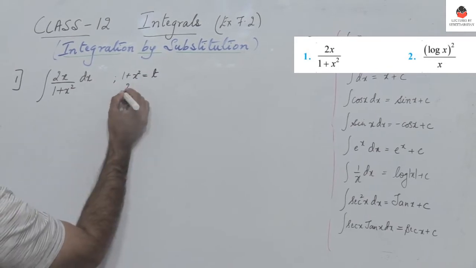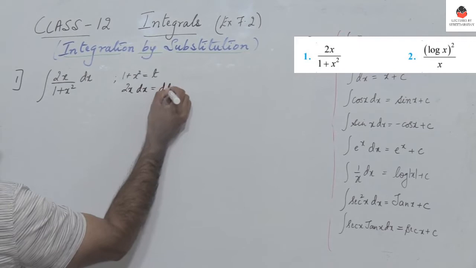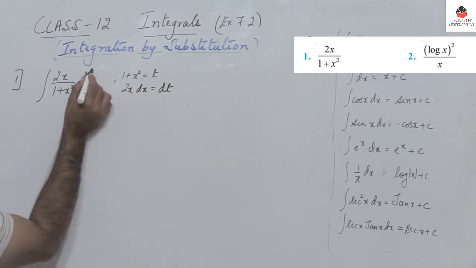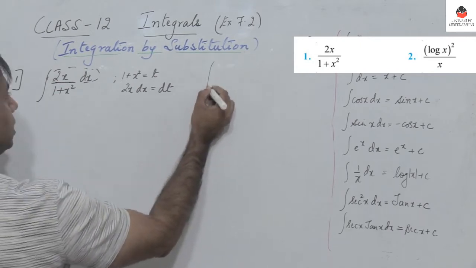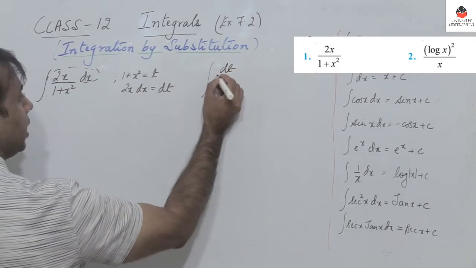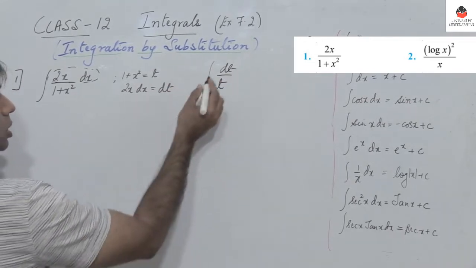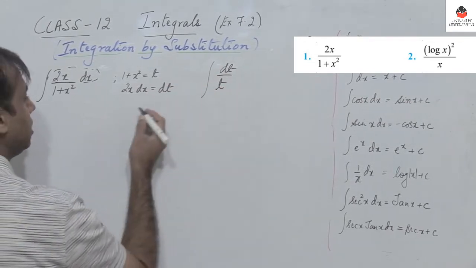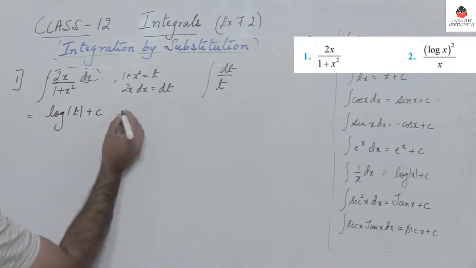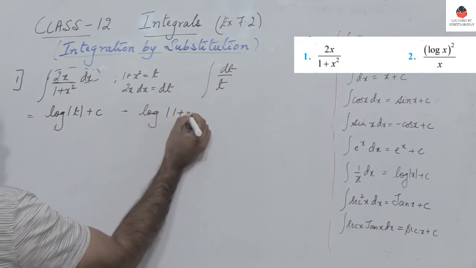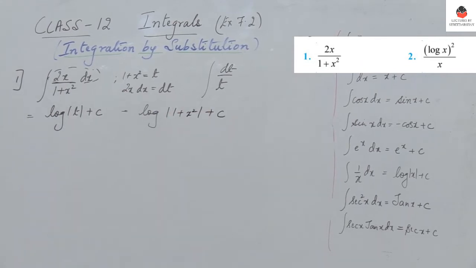Now if I differentiate this, 2x dx equals dt. So therefore, in place of 2x dx, I substitute dt, and in place of 1 plus x square, I have t. So we get the integral of dt divided by t. So we know that the integral of 1 by t dt is nothing but log of t plus a constant c. But what is t? t is nothing but 1 plus x square, so the answer is log of 1 plus x square plus c. So if I do a simple substitution, the whole process of integration becomes much easier and simpler.